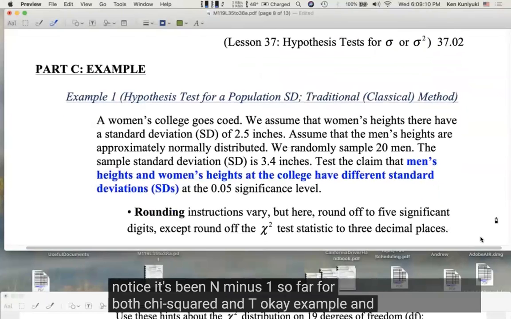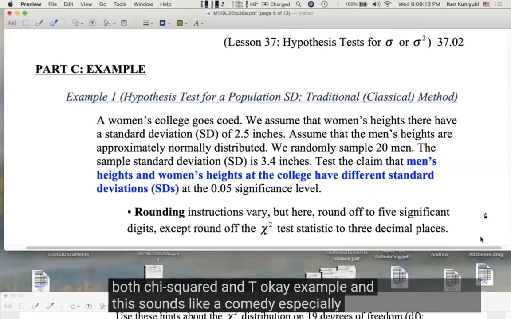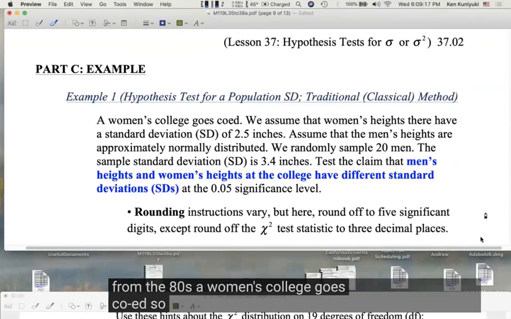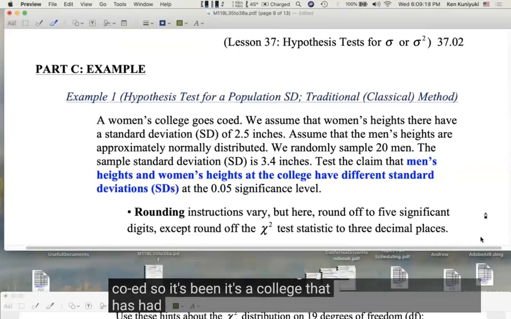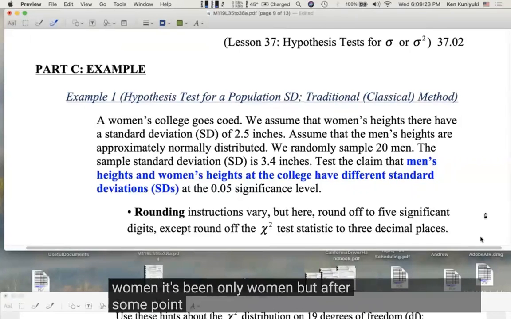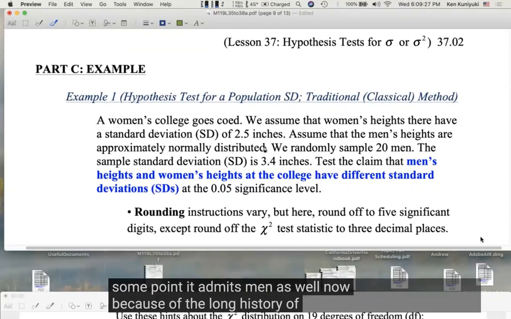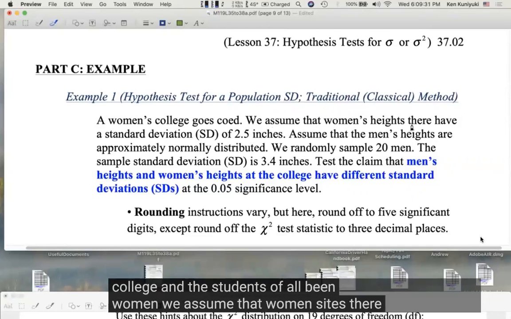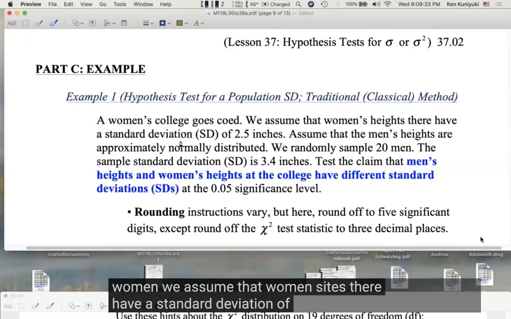Example. And this sounds like a comedy, especially from the 80s. A women's college goes co-ed. So it's a college that has had a long history of admitting women. It's been only women, but after some point, it admits men as well. Now, because of the long history of the college and the students have all been women, we assume that women's heights there have a standard deviation of 2.5 inches.